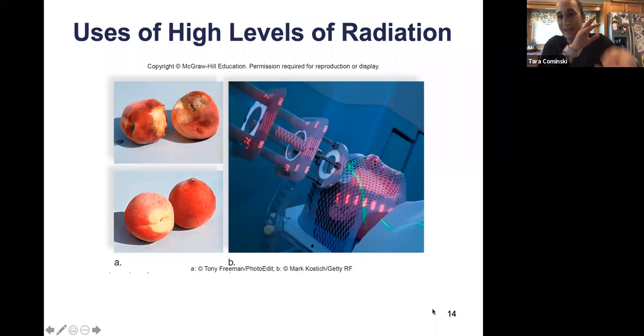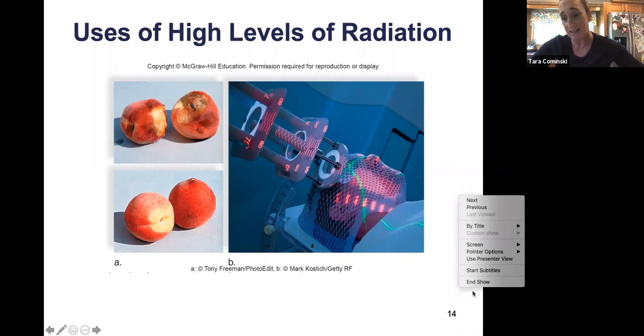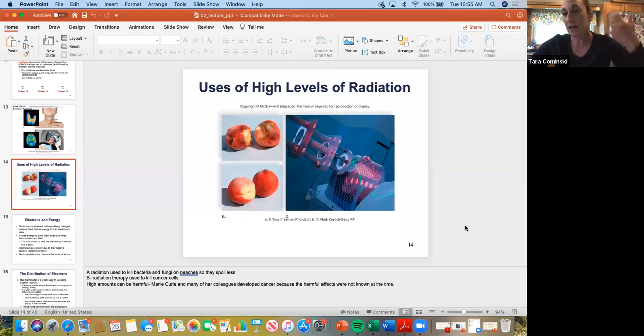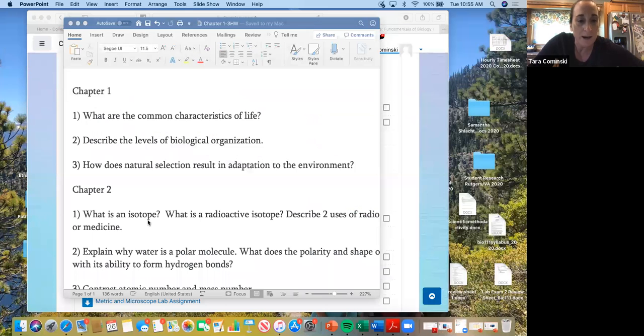And then panel A, I always get a little disturbed when I see that one. But you can use high levels of radiation on fruit, because it will kill off any fungi or bacteria on the outside of the fruit that would cause it to decay faster. So high levels of radiation can be used that way as well. All right, okay, good.